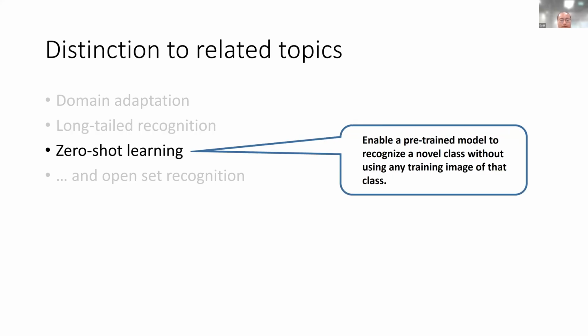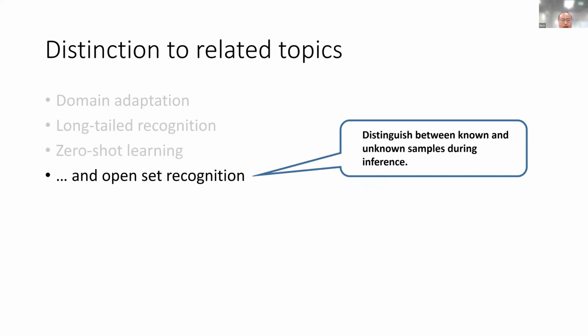And also zero-shot learning. Zero-shot learning also enables a pre-trained model to recognize a novel class, but it doesn't require any training image of that novel class. Often they have some mapping between the image attributes and some class label space. So when a novel image comes, they can get the attributes and then map to the class label for that image. And also open set recognition.